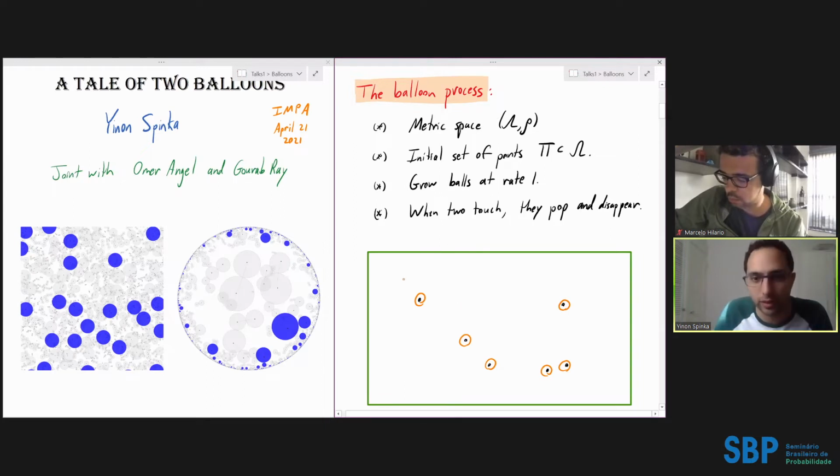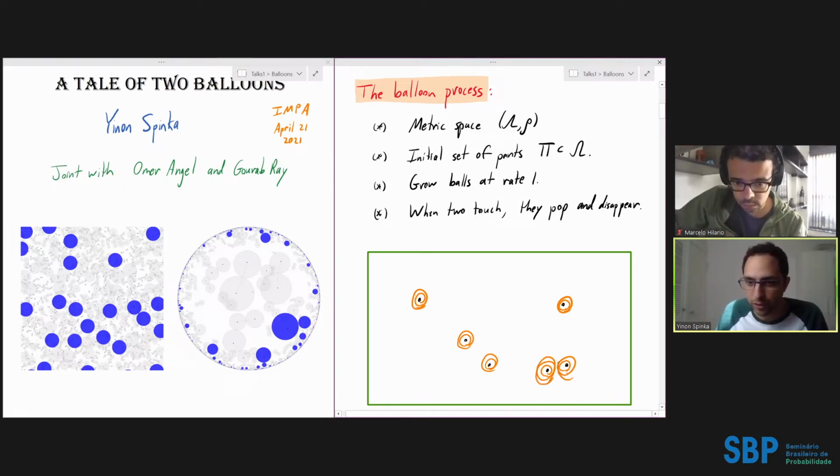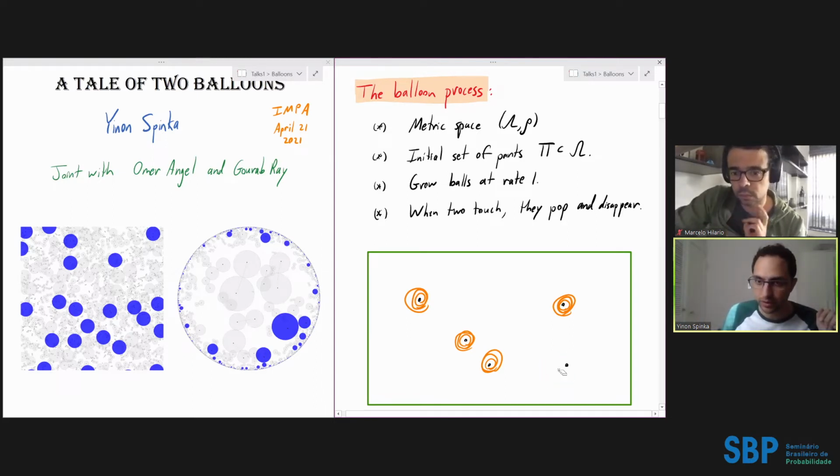This is what the process looks like after a short amount of time. As time increases, the balloons continue to grow at rate 1. So they all have the same radius, which is just the time. At time t, they all have radius t. And eventually, there's no way to avoid this, two balloons will collide. Whenever two balloons collide, they're just erased. They hit each other, they pop, and they disappear completely. So at this point in time, these disappear. And then we just continue.